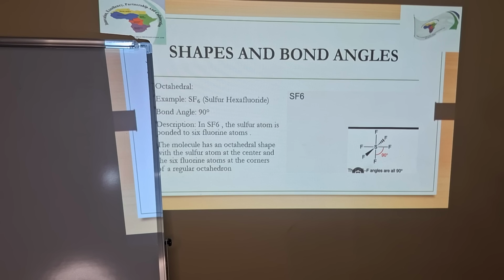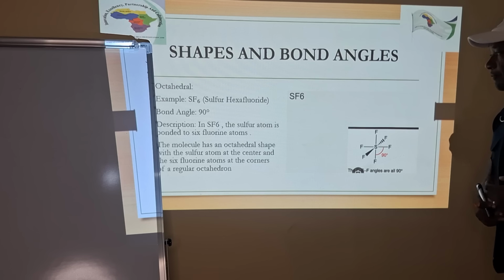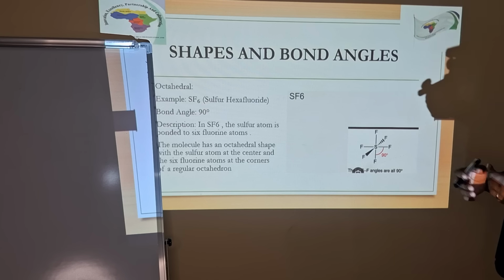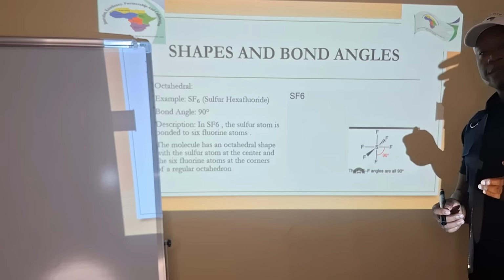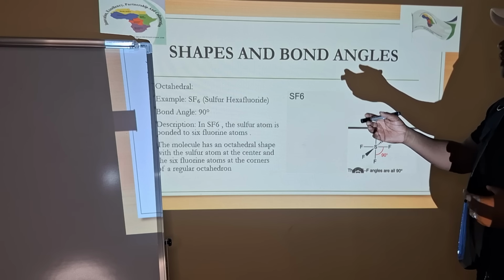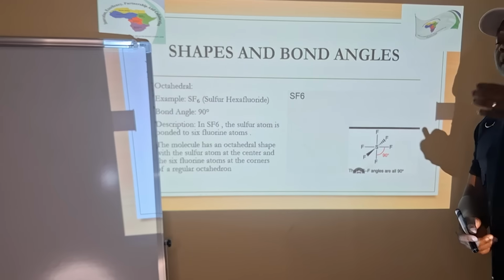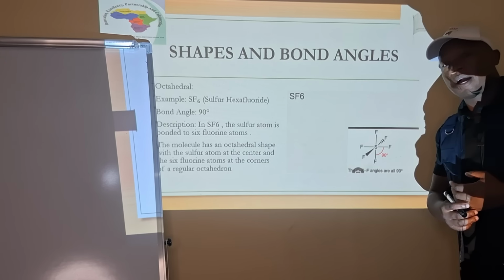Then we have got the octahedral, exemplified by sulfur hexafluoride. Hexa means 6, so it's called hexafluoride because it has got 6 fluorine atoms bonded to a sulfur atom.